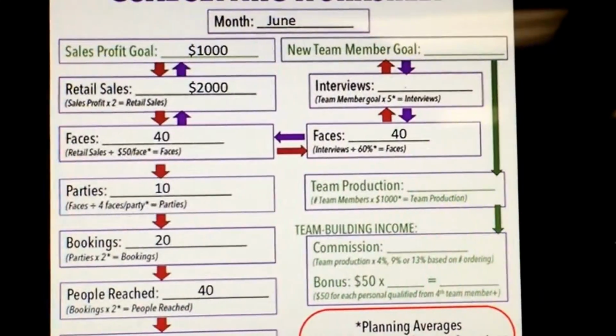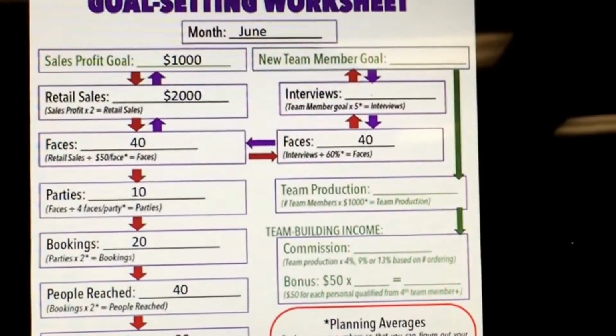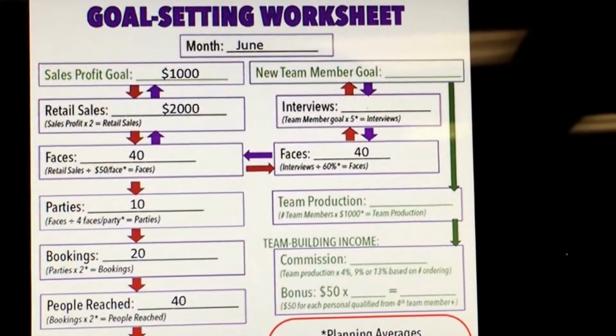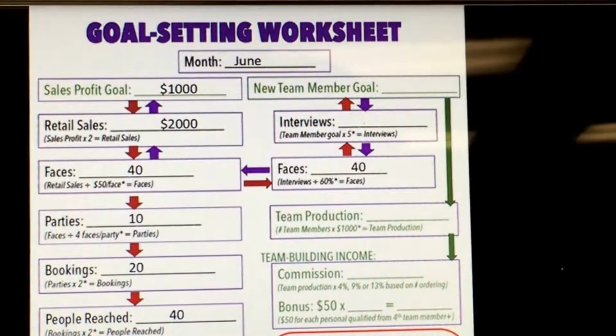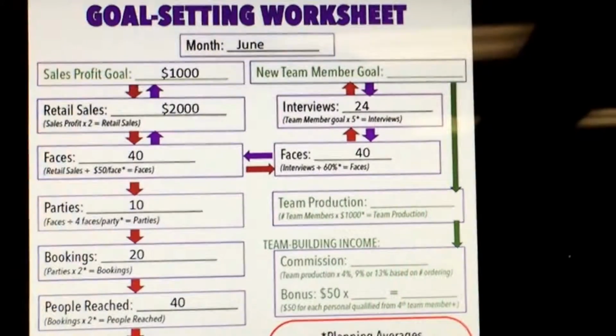So if you have 40 faces, you're going to interview, we said, about 60% of them. So 60% of 40, and you get that by doing 40 divided by 0.6, and it will tell you how many interviews you would do. You're going to do 24 interviews if you do 40 faces.